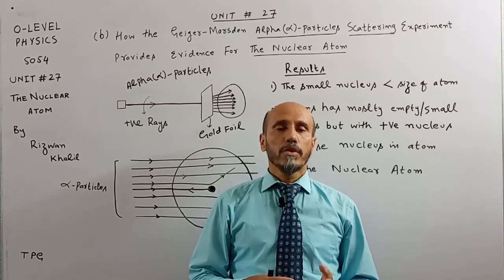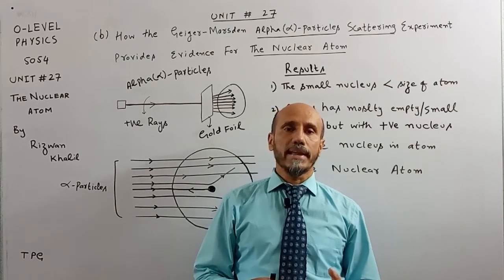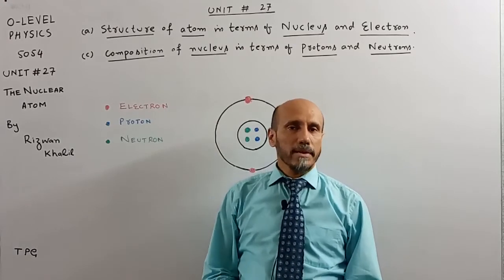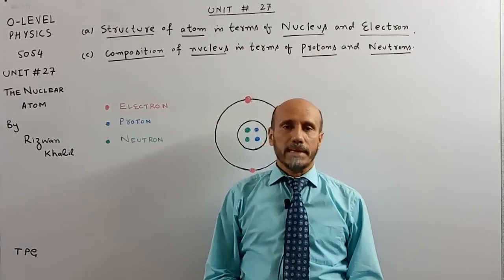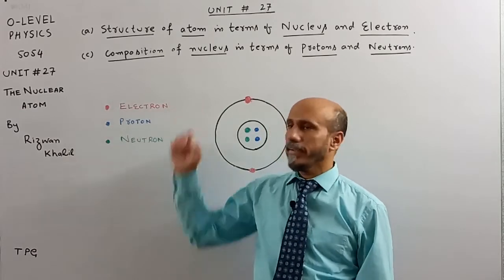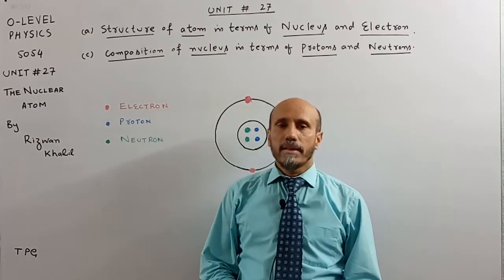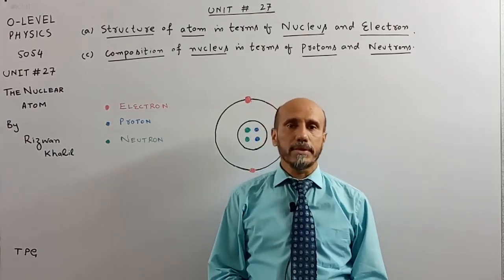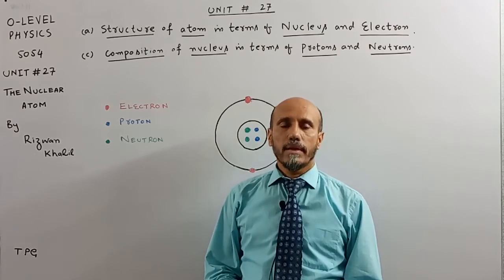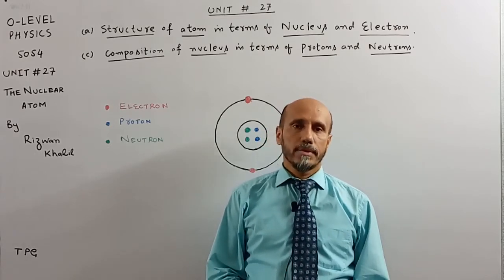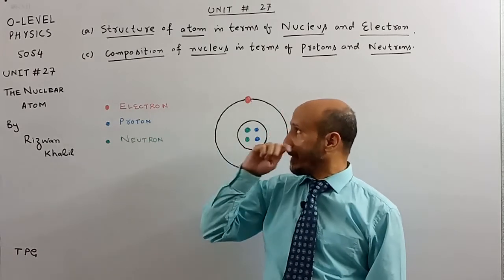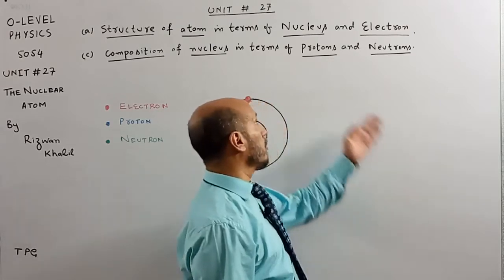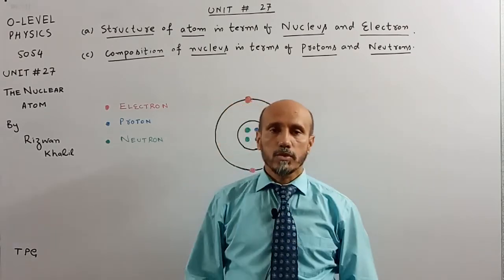Now we will move towards learning outcome A and C. Now we will discuss other learning outcomes of this unit, that is learning outcome A and learning outcome C. Learning outcome A relates to the structure of the atom in terms of electron and nucleus, while learning outcome C consists of the composition of the nucleus in terms of protons and neutrons. So let's start.